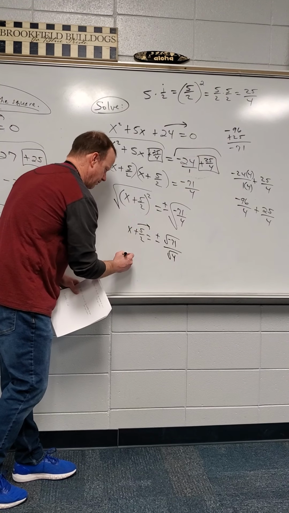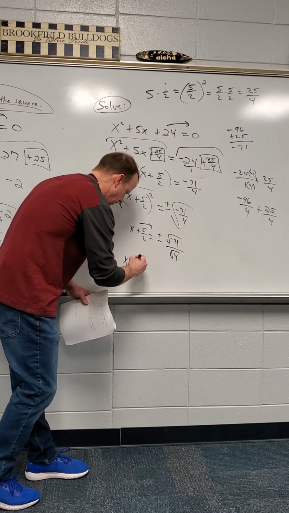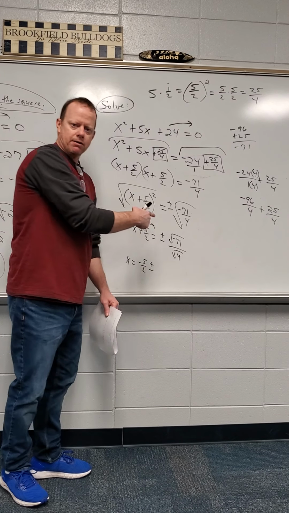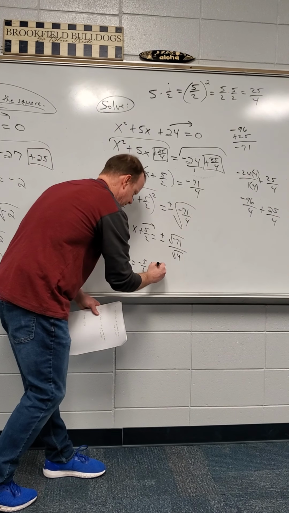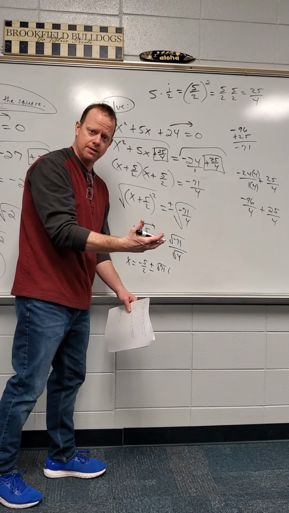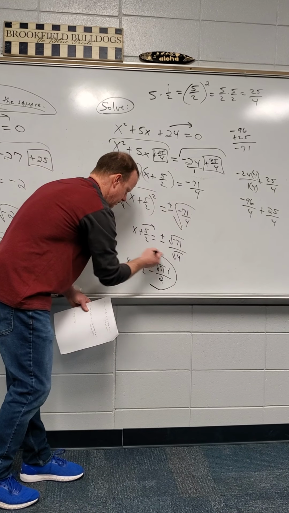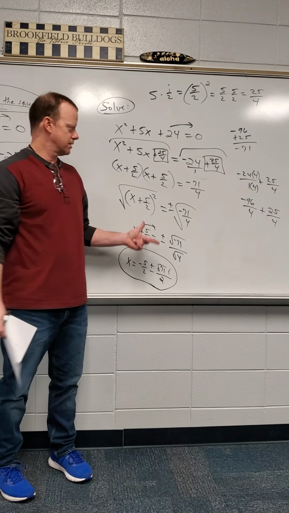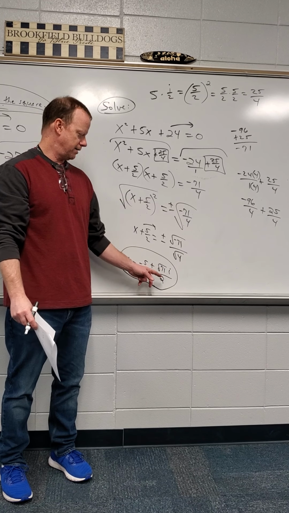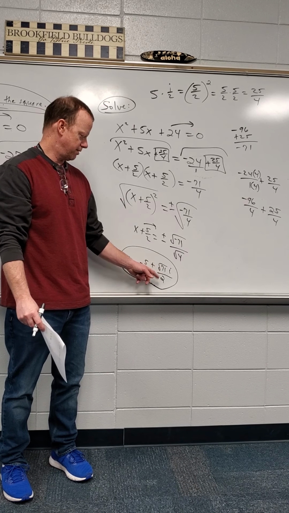Move the 5 halves over to finish it off. Change sides, change signs. So we have negative 5 halves plus or minus. The square root of negative 71 is going to be written as the square root of 71 times i, because it's an imaginary number. And the square root of 4 is 2. So my two answers to this problem are negative 5 halves plus square root of 71 i over 2, and negative 5 halves minus square root of 71 over 2 i.